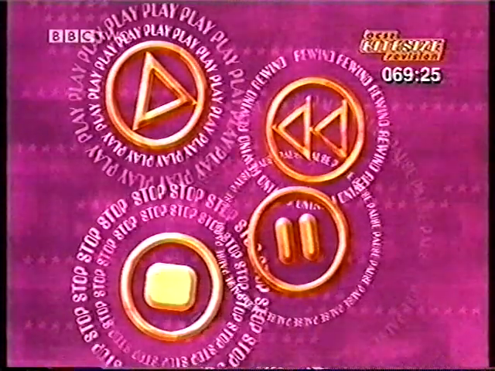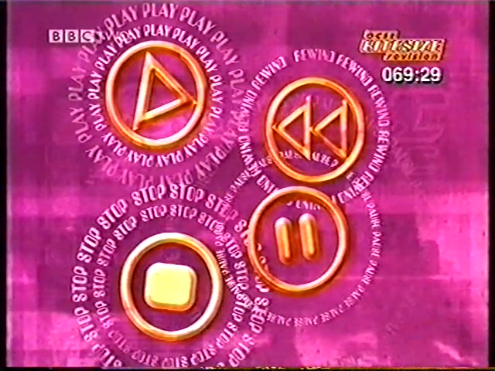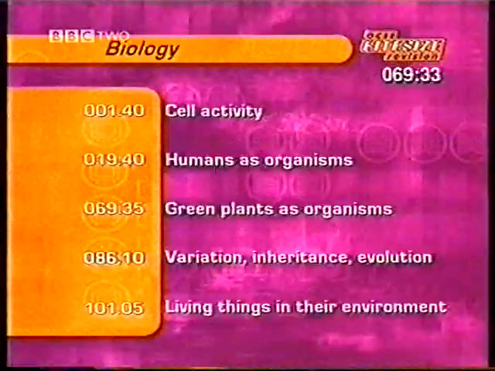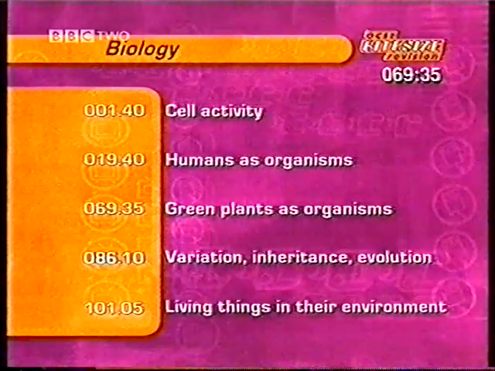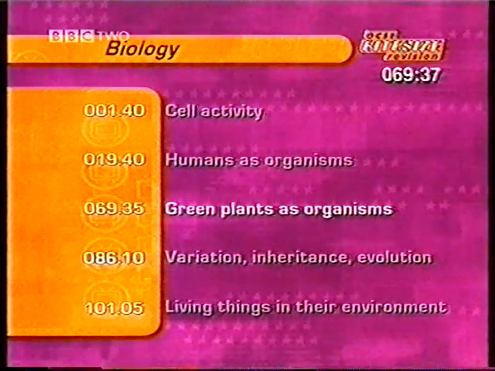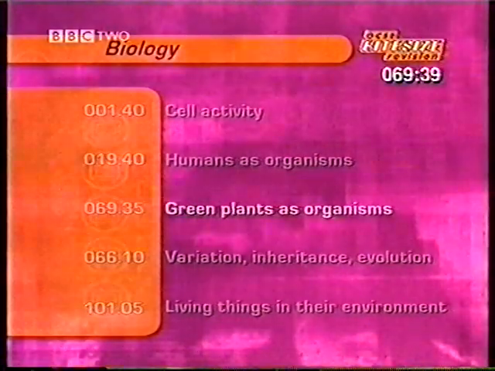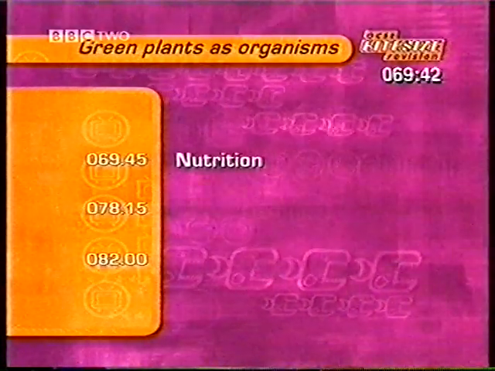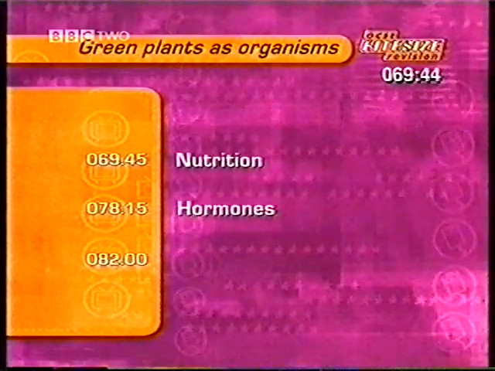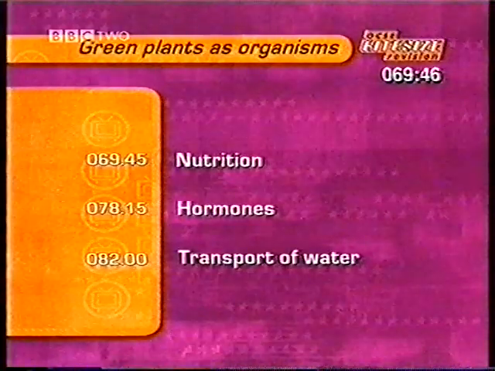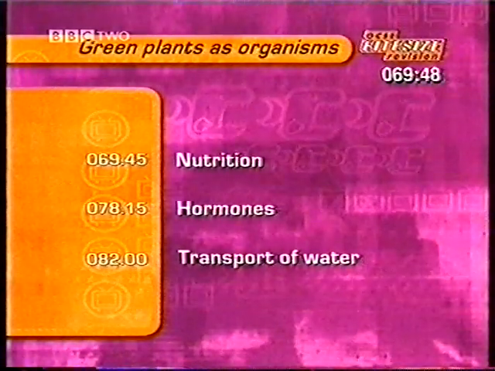That's the end of the section on humans as organisms. This section looks at green plants as organisms. It's divided into nutrition, the role of hormones, and the transport of water in plants. First, nutrition.